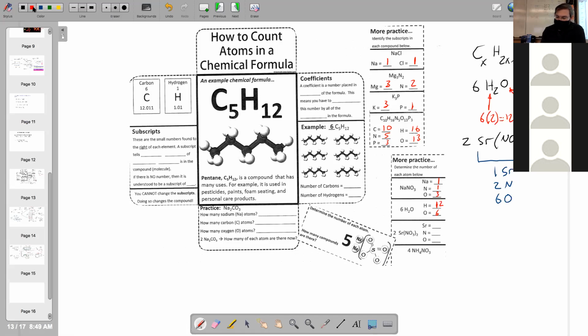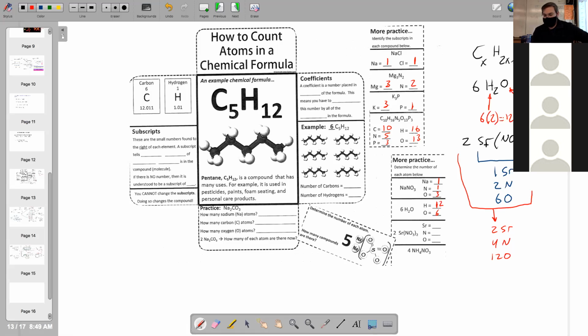But now when you consider the coefficient out front, there are 2 of the compound, which doubles all the numbers of atoms. So altogether, in the expression 2Sr(NO3)2, there are 2 strontiums, 4 nitrogens, and 12 oxygens.